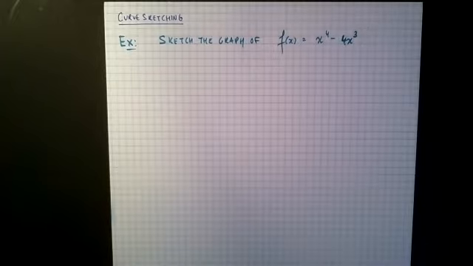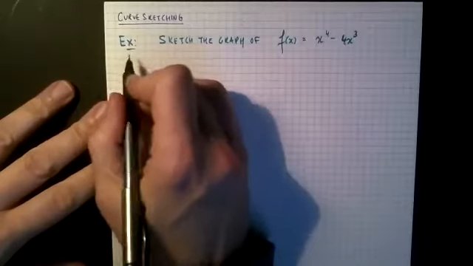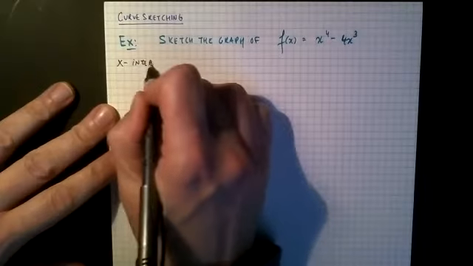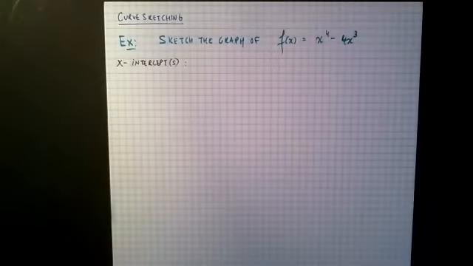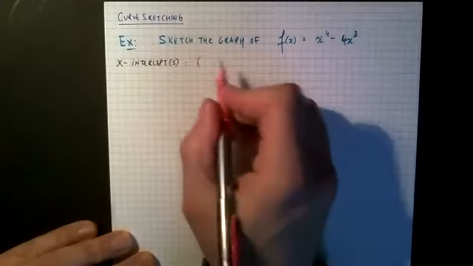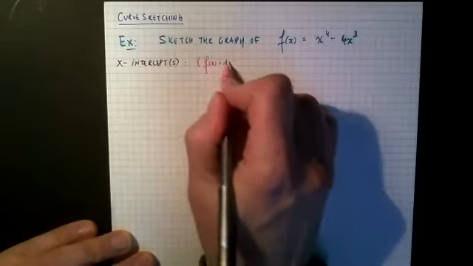So the first thing I want to do is find the zeros, or the x-intercepts. I don't know if there's more than one. How do you find the x-intercepts? You set f of x equal to 0.